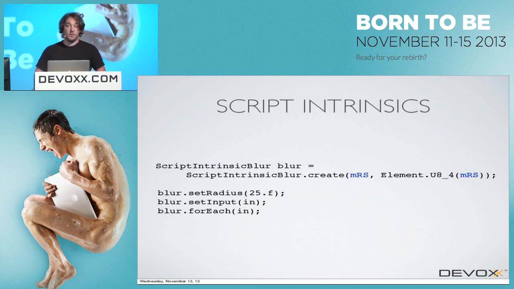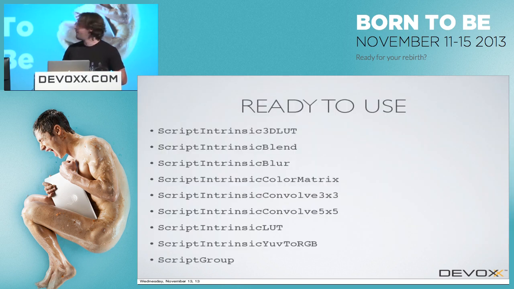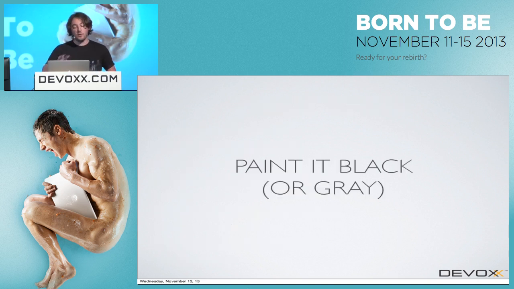Renderscript also provides script intrinsics, which are basically script objects that are already there. The way you use them is exactly the same as your own script. You create an instance, you can set parameters, and then call forEach. You have a few interesting intrinsics that cover common operations, like blur, blend, and the color matrix. So even if you do not write any script of your own, you can already use those to create pretty nice effects.